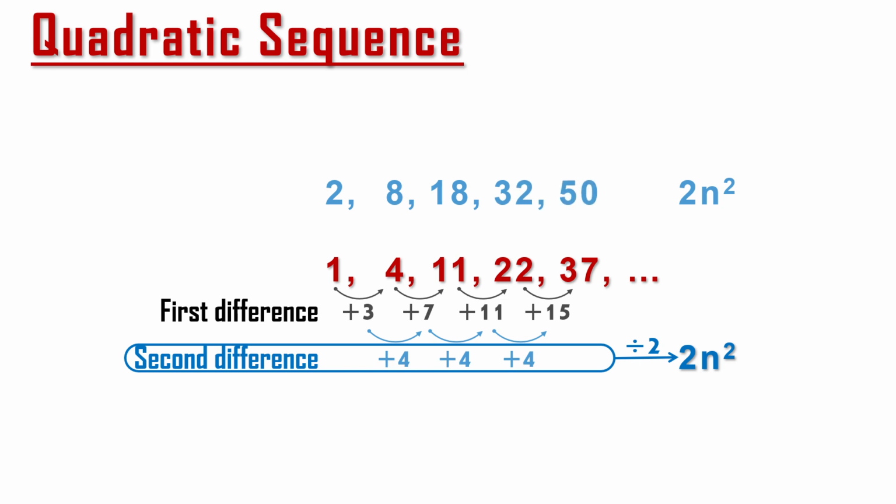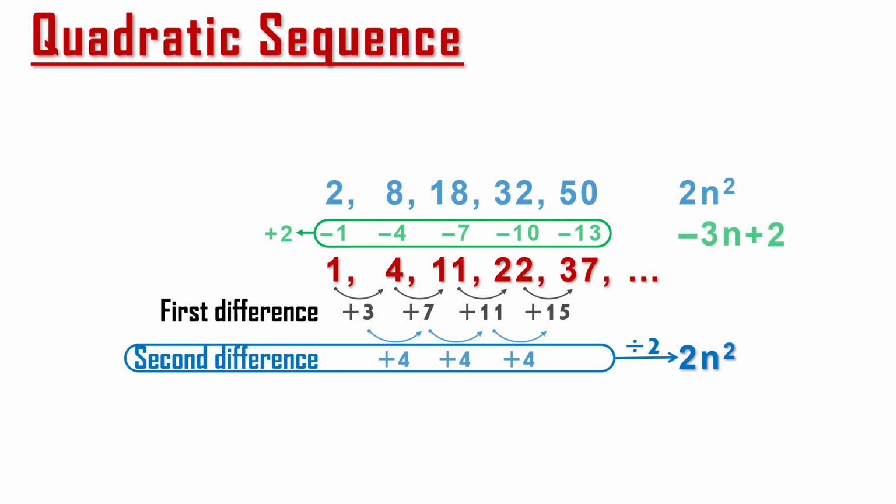2, 8, 18, 32, 50. The differences are negative 1, negative 4, negative 7, negative 10, and negative 13. This is a linear sequence with a difference of minus 3, and the hidden constant is plus 2. So the linear part is negative 3n plus 2, and the final formula for the quadratic sequence is 2n squared minus 3n plus 2, and that's how you find the general term of a quadratic sequence in simple steps. Try these methods with other sequences and see what formulas you can come up with.